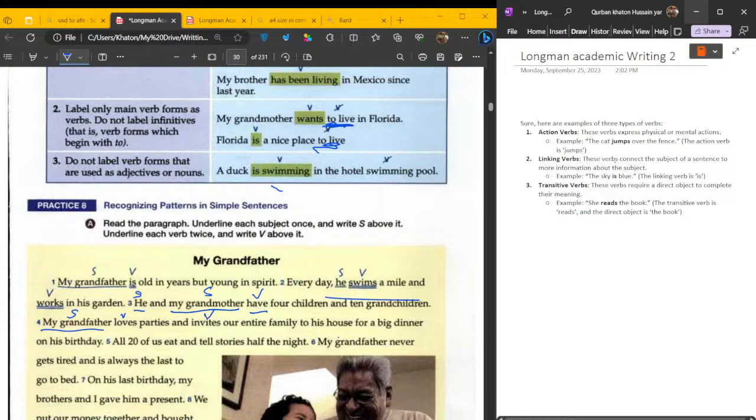Okay, so this one, all 20 of us eat and tell stories half the night. All 20 of us is the subject, eat is a verb and tell is a verb. My grandfather never gets tired. My grandfather is the subject again and gets is the verb, tired, and is always the last to go to bed. Okay, go is again a verb. To go to bed is not a verb because to go is an infinitive form. Alright, so the verb is there.